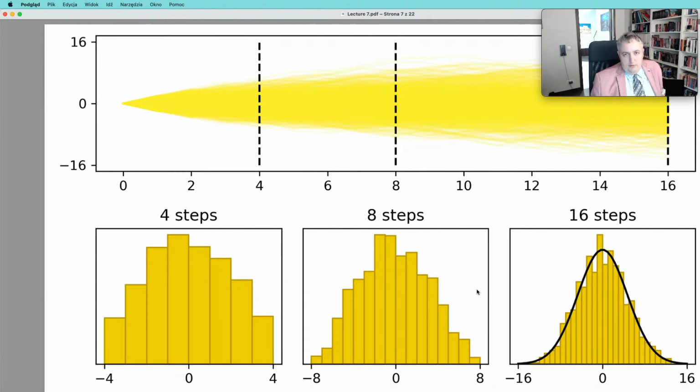Those positions of people can be observed even after 4 steps, where we get some kind of bell-shaped curve. After 8 steps, it is even more visible. After 16 steps, we get a very nice curve that fits very well. So generally, by observing such movements, we get the normal behavior. The sum of identically distributed steps leads us to this situation.